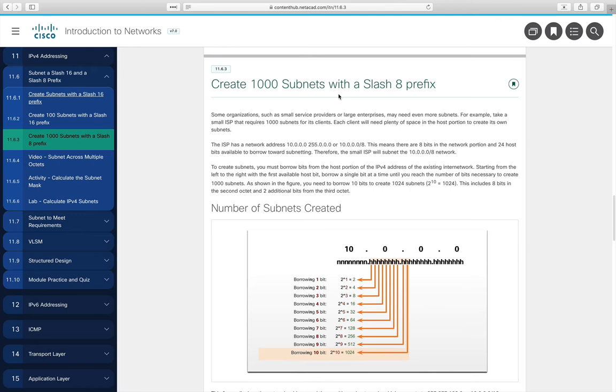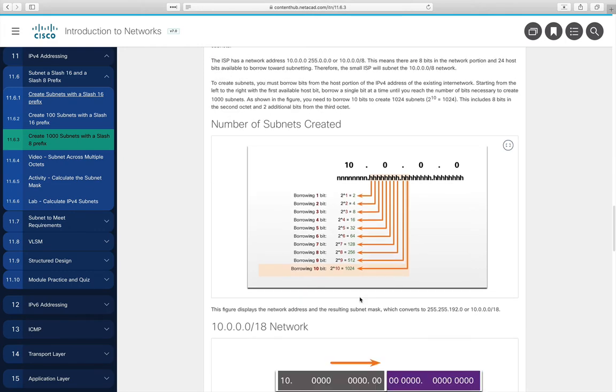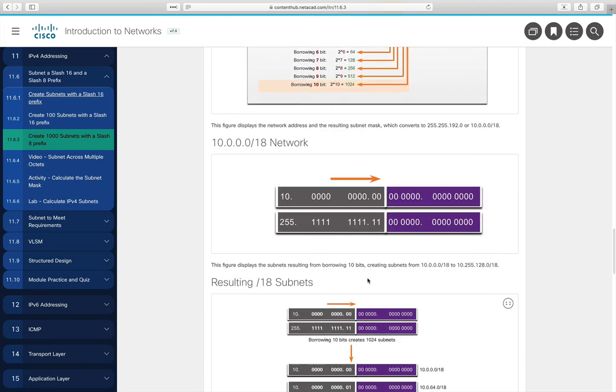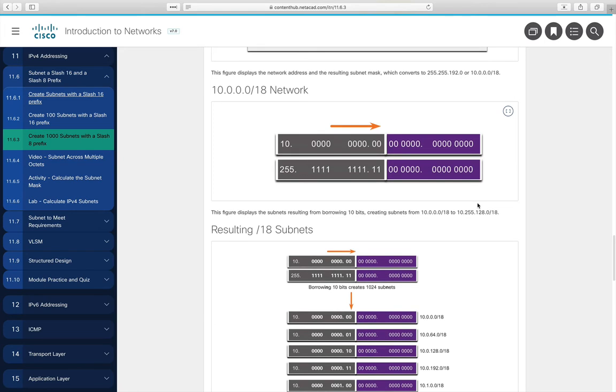And the smallest value of n that will do that is 10. So that gives us 1,024 networks. Of course, from the statement of the problem, we only need 1,000 of those. So we're going to borrow 10 bits. So by borrowing those 10 bits, our subnet mask goes from being on this first boundary between the first and second octet to being 2 bits into the third octet. The remaining of that third octet and the fourth octet become the host bits.